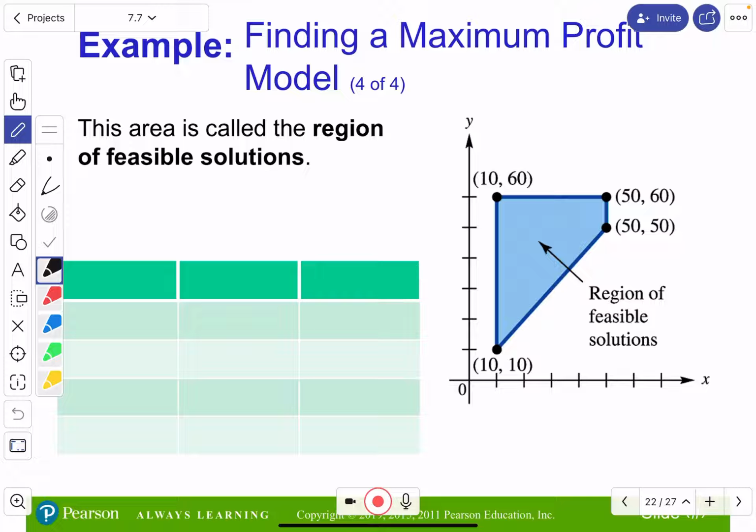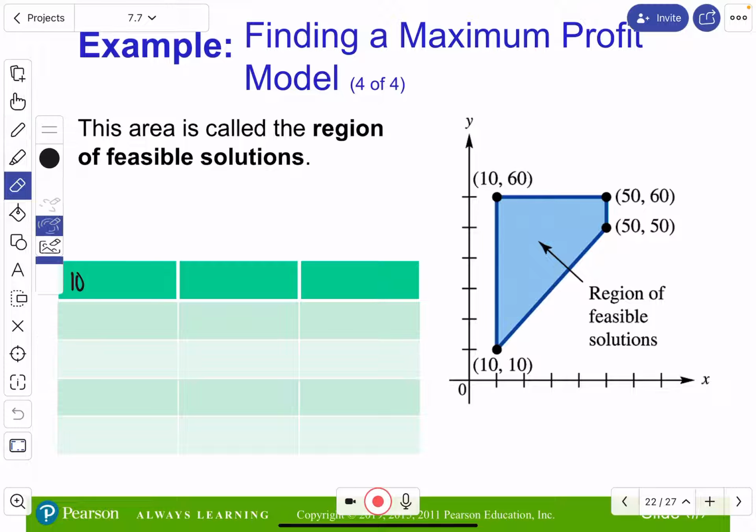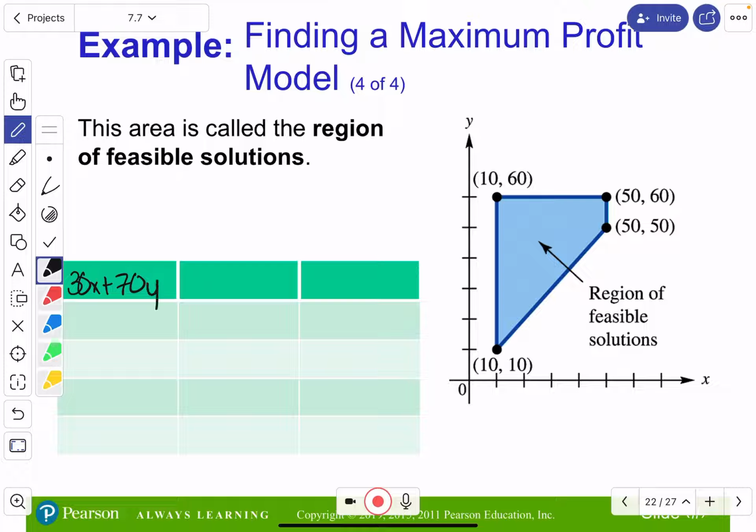Now, to test these, we're going to use that profit equation. So we said it was, what was it? 30x plus 70y. So 30x plus 70y is our profit. This is going to be our x, this is going to be our y. So I'm just going to write those points. We had 10, 10, we had 10, 60, we had 50, 50, and 50, 60.